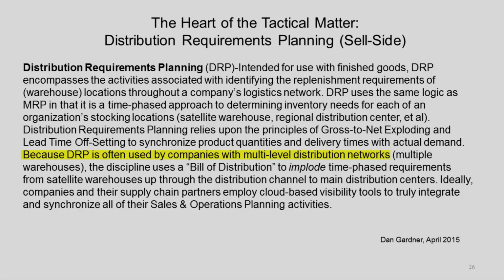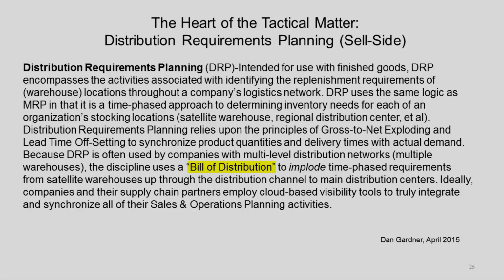Because DRP is used by companies with multi-level distribution networks, again, more than one warehouse, a satellite, a regional DC, a master DC, we use a bill of distribution, not a bill of material, which is that recipe for a product, but a bill of distribution that tells us what facility needs what quantities at what period in time. And we're imploding, not exploding, imploding into our own network time phase requirements from the satellites closest to the customers up through the distribution channel to main distribution centers.